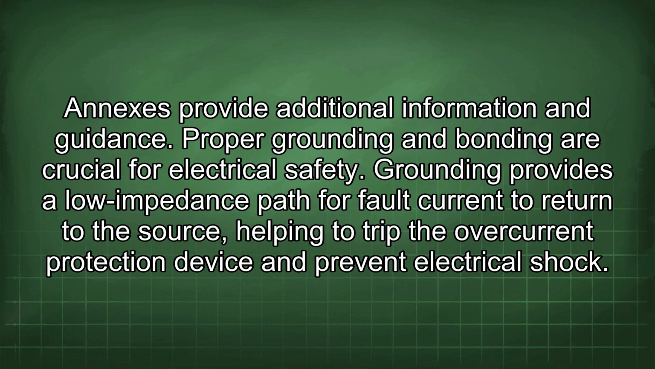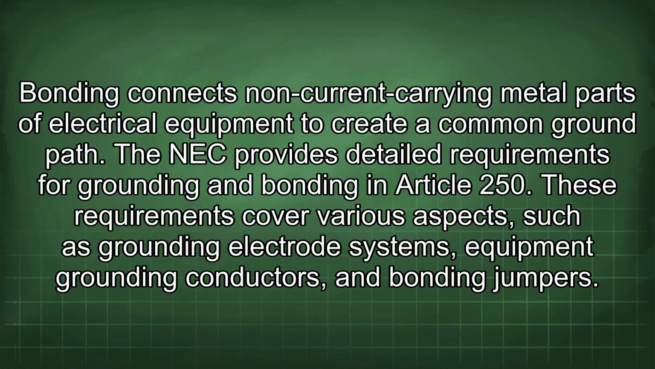Proper grounding and bonding are crucial for electrical safety. Grounding provides a low impedance path for fault current to return to the source, helping to trip the overcurrent protection device and prevent electrical shock. Bonding connects non-current carrying metal parts of electrical equipment to create a common ground path. The NEC provides detailed requirements for grounding and bonding in Article 250.